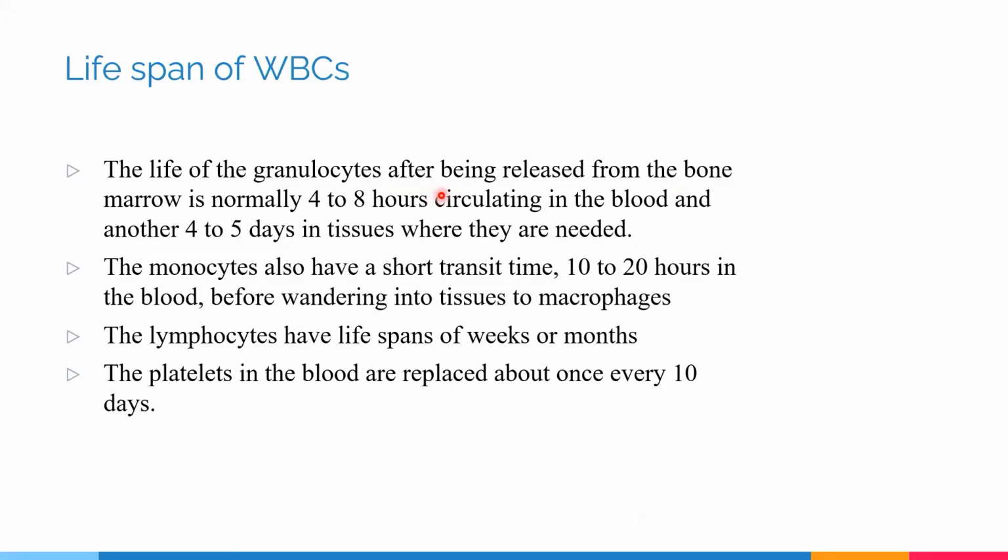The lifespan of the granulocyte after being released from the bone marrow is normally 4 to 8 hours circulating in blood, and another 4 to 5 days in the tissues where they are needed. The monocyte also has a short transit time, 10 to 20 hours in the blood, before wandering into the tissues to become macrophages. Macrophages are essentially mature forms of monocytes.